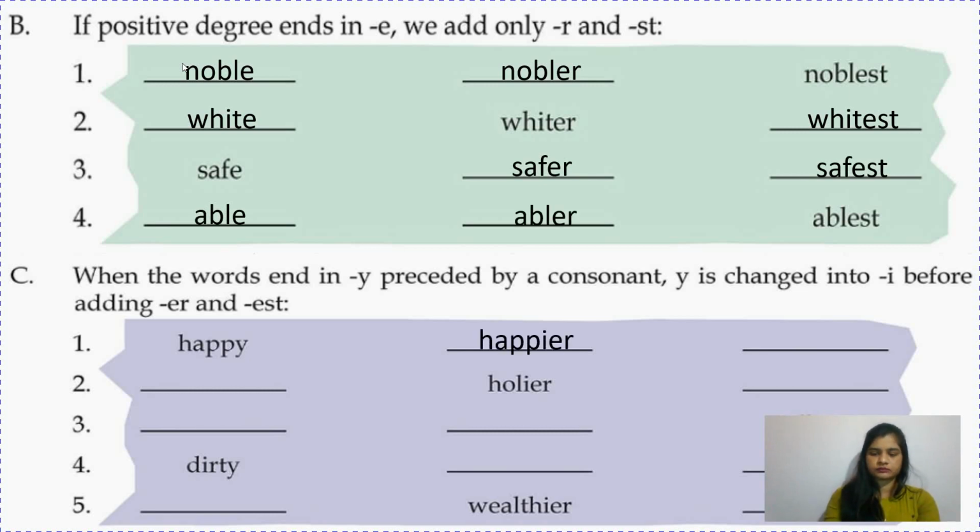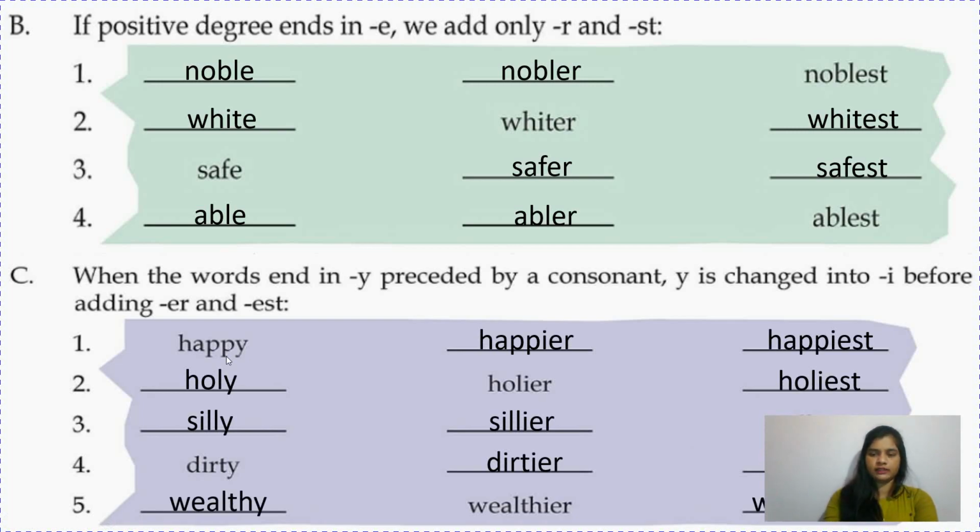Now, in C number, when the words end in Y preceded by a consonant, Y is changed into I before adding ER or EST, like here, happy. Y is here, so it will change into IER or IEST. Let's see. Happy, happier, happiest. Holy, holier, holiest. Silly, sillier, silliest. Dirty, dirtier, dirtiest. Wealthy, wealthier, wealthiest.